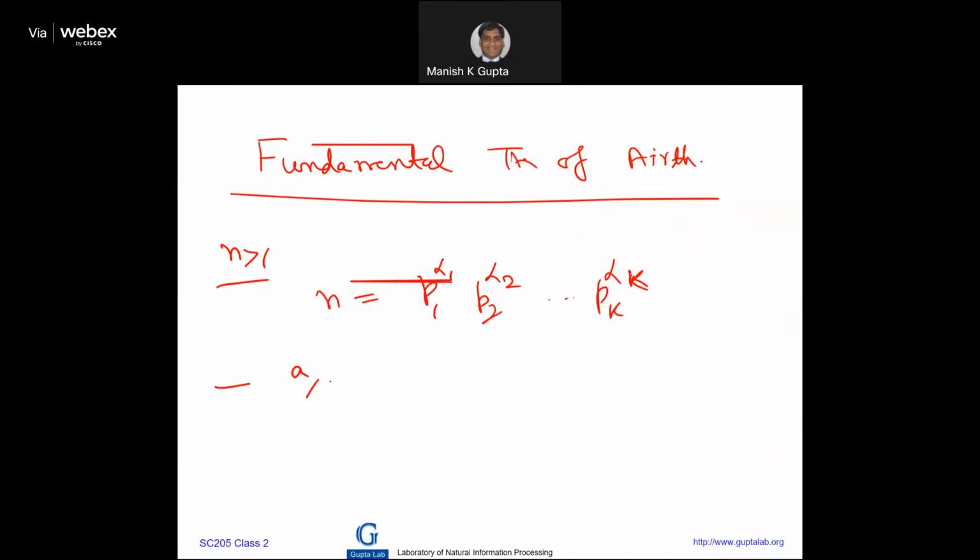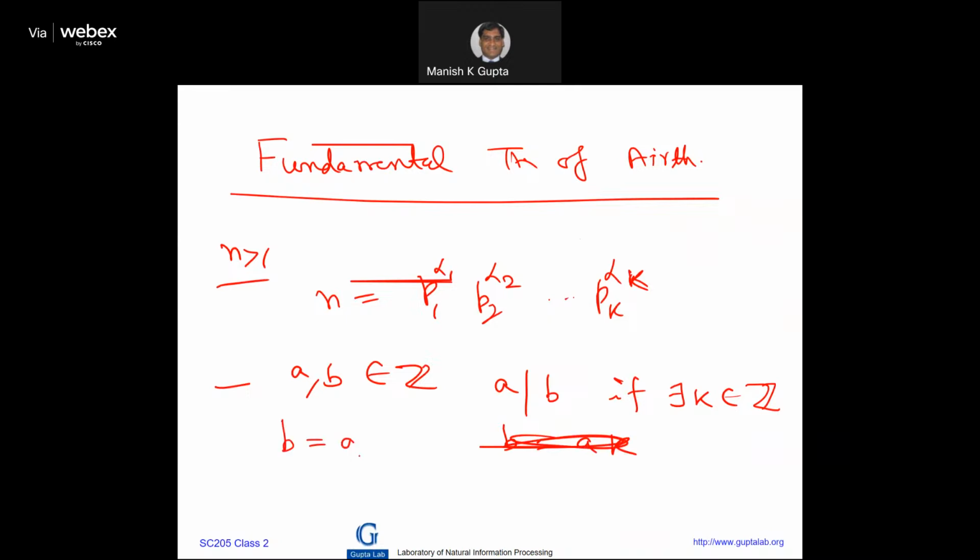Now, if a and b are integers, a divides b if there exists an integer k such that b is equal to ak, right? Which is a very normal thing, right? If b is a multiple of a, that means a divides b, right? Obviously. This is a very basic thing.